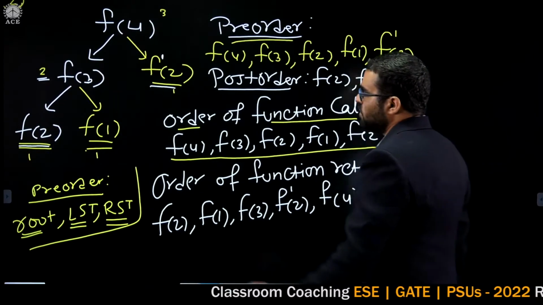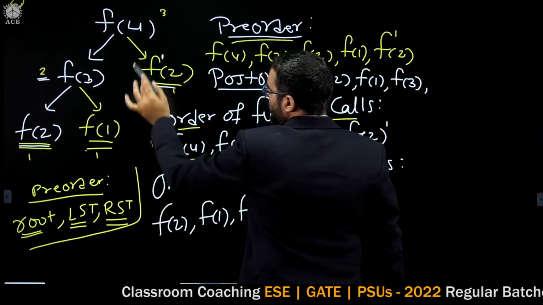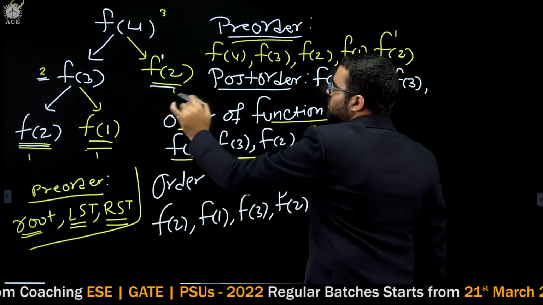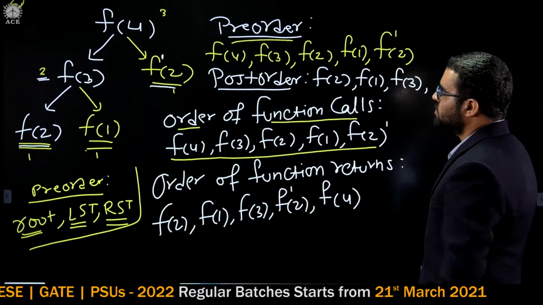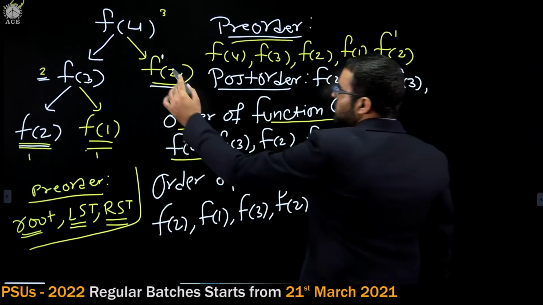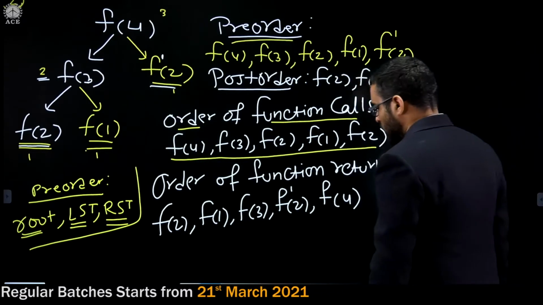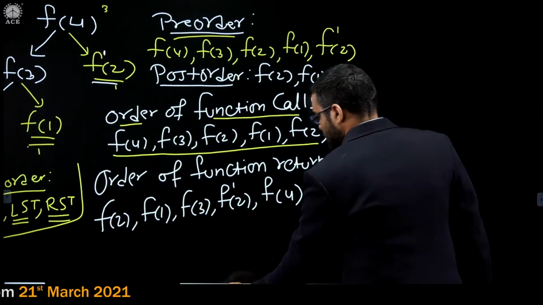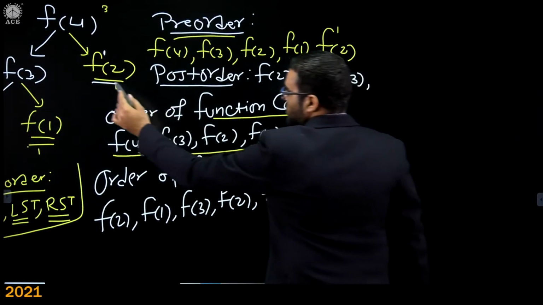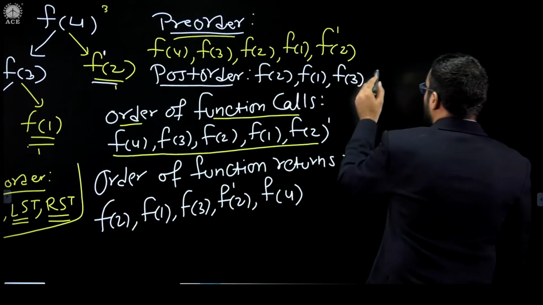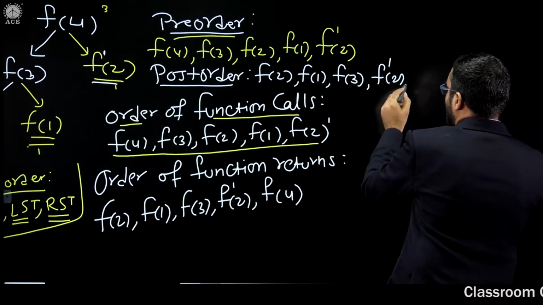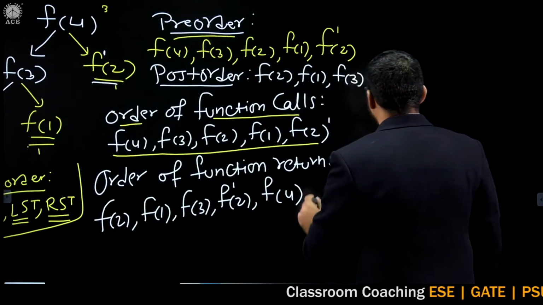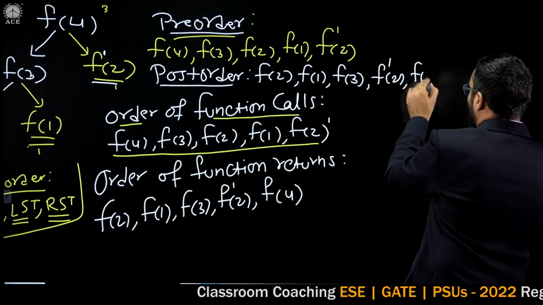Now after that we will go to the right subtree of F4, okay. So let's see, right subtree of F4 we visit. So this F2 we print, and then finally we print the root node. Finally we print F4.